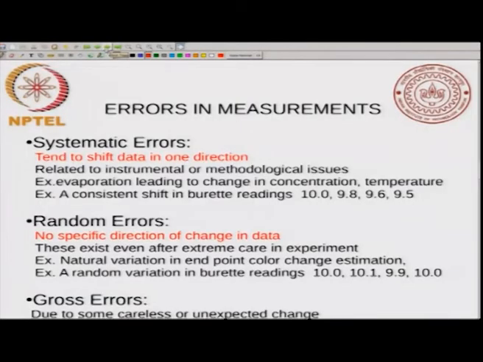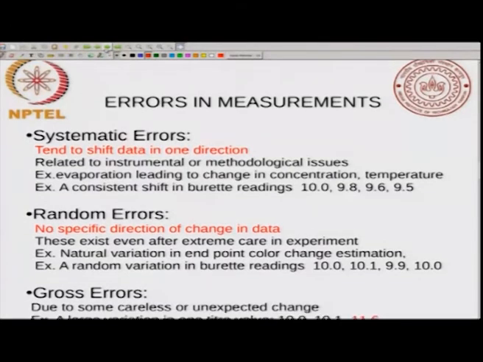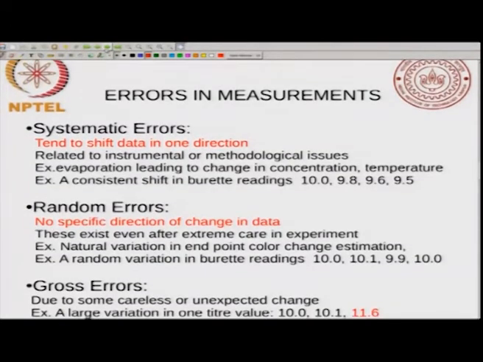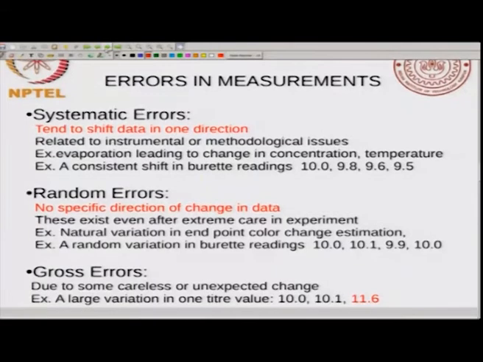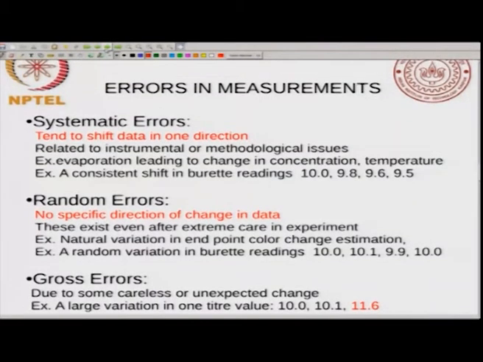So, what are systematic errors? Systematic errors tend to shift the data in one direction. Okay. They are related to either instrumental or methodological issues. For example, in the case of titration, you could have evaporation of water that leads to change in concentration, or you could have a change in temperature. Okay. And what this will do is it will give a consistent shift in the burette readings.